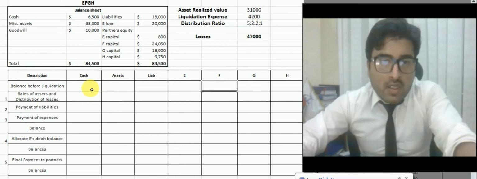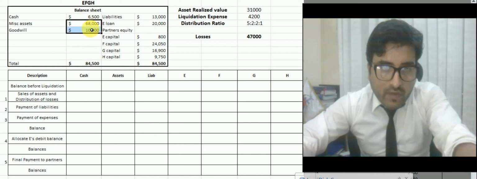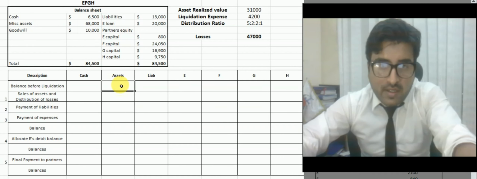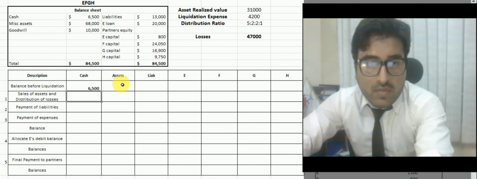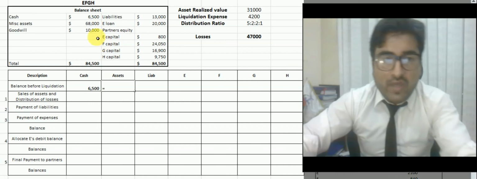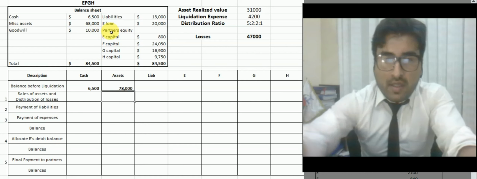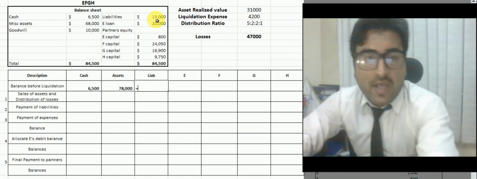Keep in mind, in the assets we are writing down both 68,000 and 10,000. We need not have a separate column for goodwill, so both miscellaneous asset and goodwill are added together and mentioned under the assets. So we have cash, equal sign, just click on cash, bring all the values down, and when we have assets, add the assets value. We have 68,000 added with goodwill. How much is goodwill? 10,000. Then we have liabilities. How much is liabilities? We have 13,000.